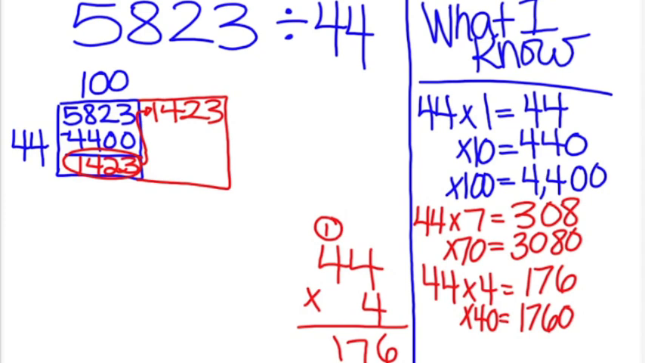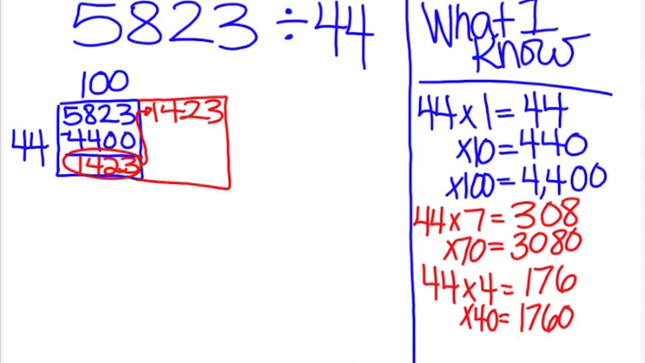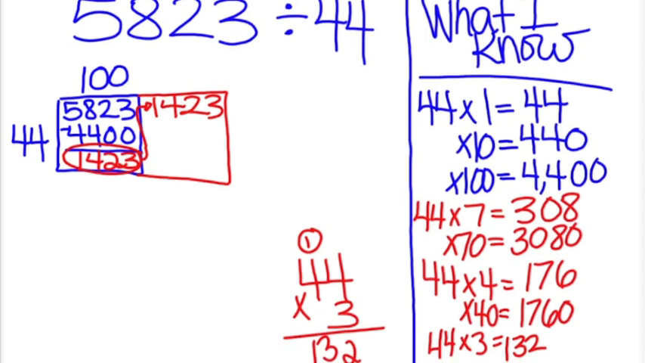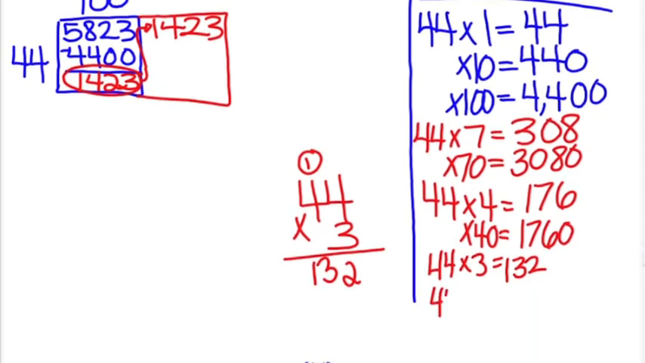Ella. 44 times 3. Okay. Let's try that one. 44 times 3. 4 times 3 is 12. Carry the 1. 4 times 3 is 12, plus 1 is 13. So 44 times 3 is 132, which means that 44 times 30 is what? 1,320. Ooh, that works, right? Mm-hmm.